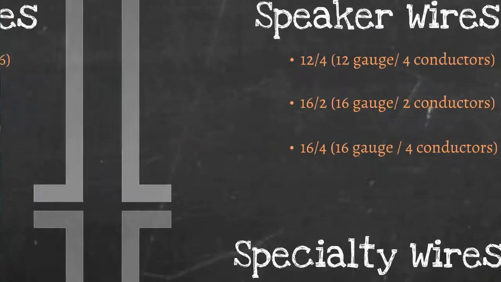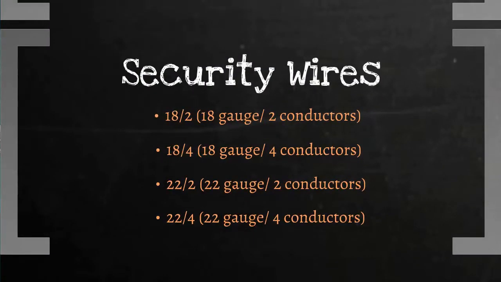In addition to structured cable wires and speaker wires, you will also use security wires while working at Livewire. These wires are used to connect the various components of a security system within a house or building. The security wires are also labeled with the gauge wire and the number of conductors. There are 4 types of security wires you will use at Livewire.